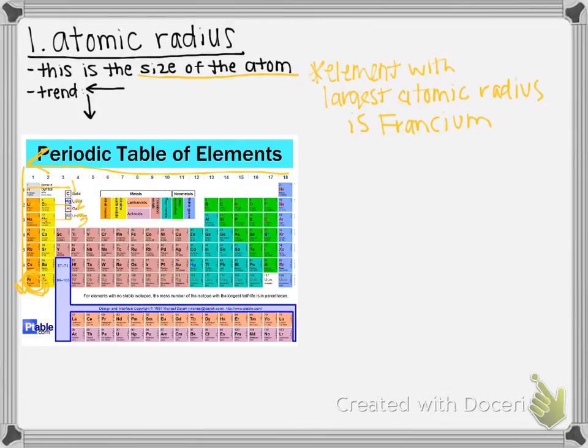And so if you drew it, hydrogen would have 1 energy level, lithium would have 2 energy levels, sodium would have 3 energy levels. And so you can see as you move down on the periodic table, the atoms get larger.